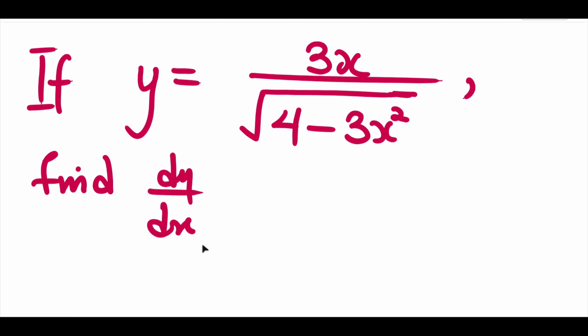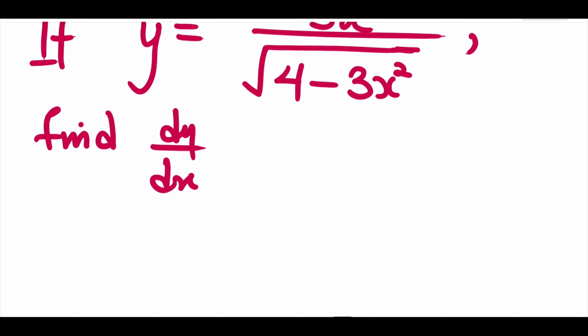Still on differentiation, still on how to differentiate a given function. So we have the function y equal to a fraction with numerator 3x and denominator the square root of 4 minus 3x squared. And we are to find dy/dx. Let us look at how best we can answer this question.